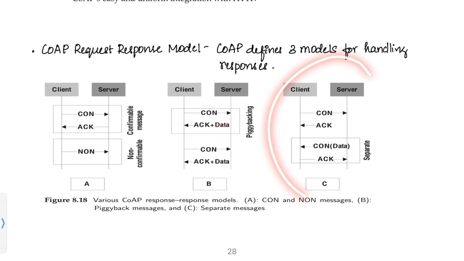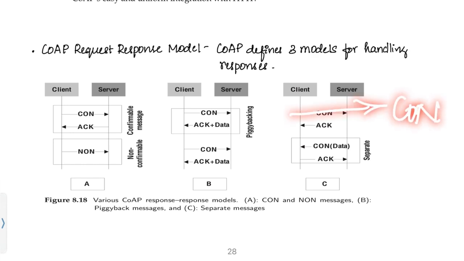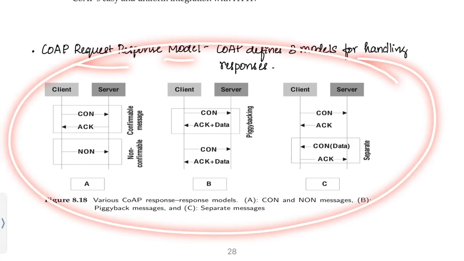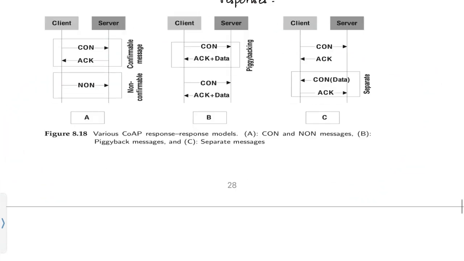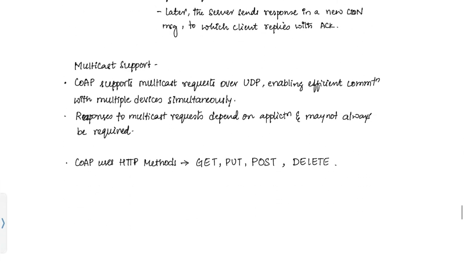Next, we have separate responses. Here it is used when the server cannot immediately respond to any request. In that condition, the server will send an empty acknowledgement to stop retransmission firstly, and after that the server will send the response to the actual CON message. So it will reply back to that particular message. So this was about the request response model. In the exam, if they ask, this diagram is expected and you have to explain this. I have written down all the points here.